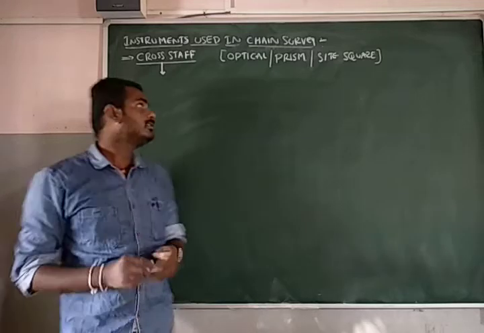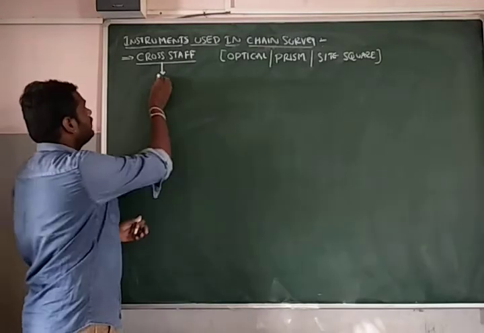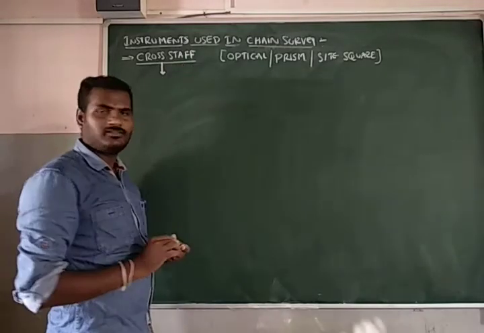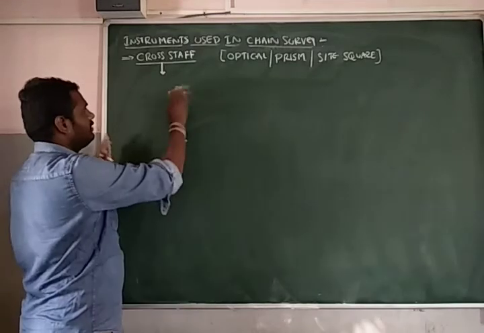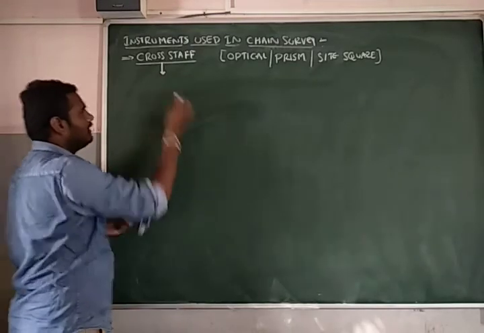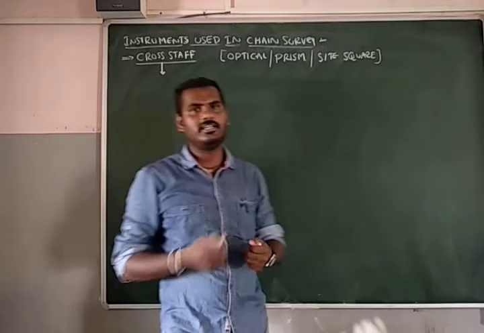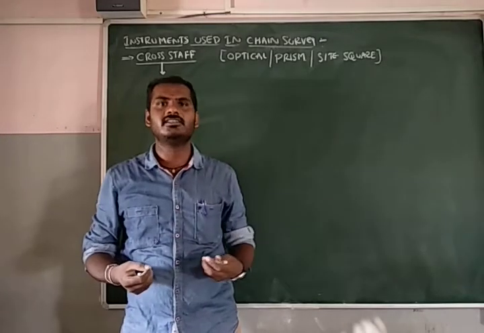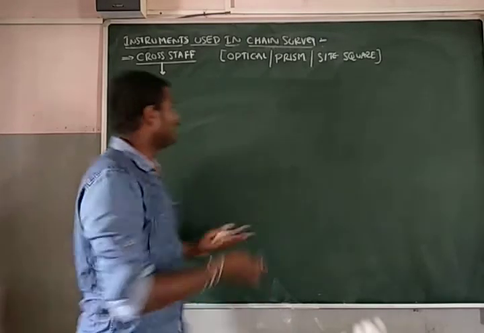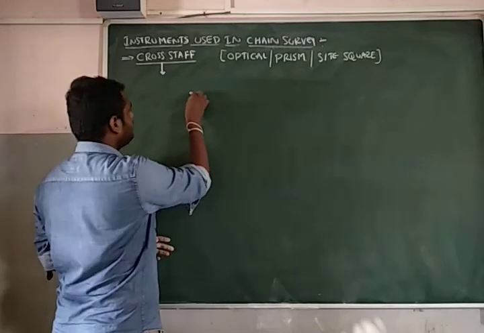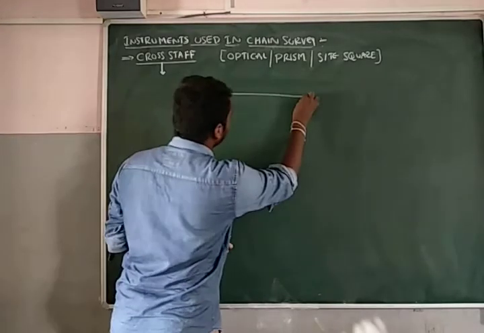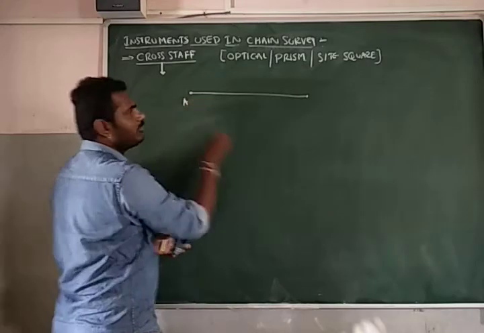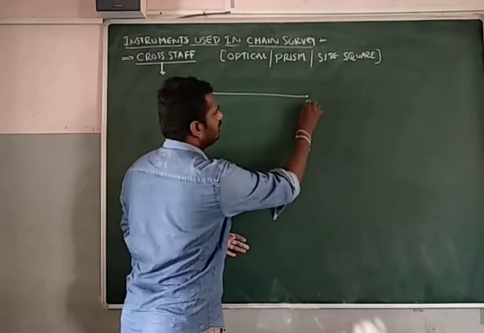Hello friends. So now we are going to discuss the cross staff survey, or simply the cross staff. As we discussed in the early classes, if you want to measure a particular line distance, you can measure, there is no problem at all. Let us take we have two sections. The first section is A and the second section is B.